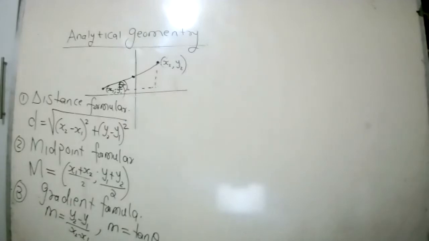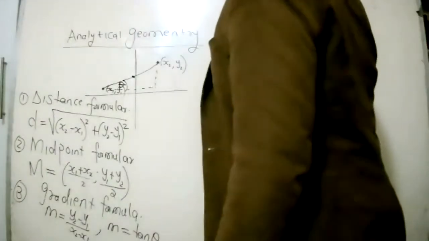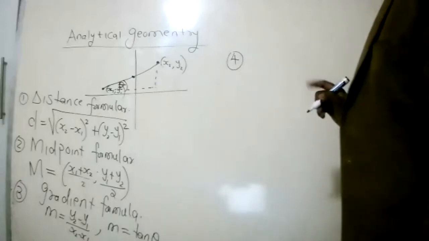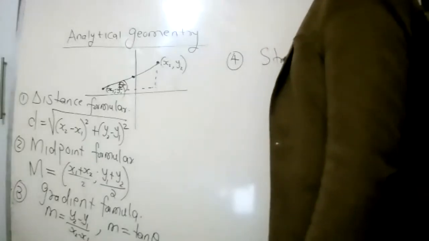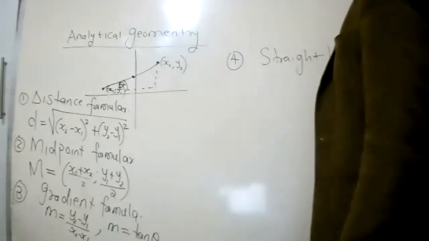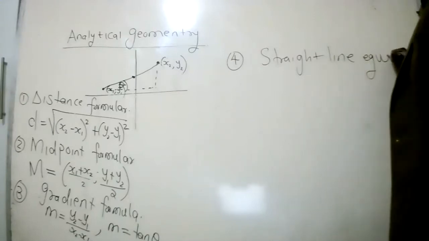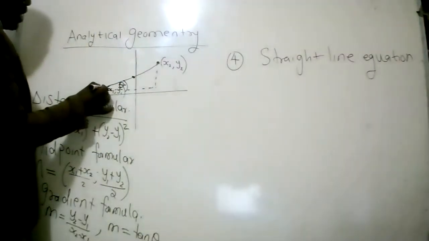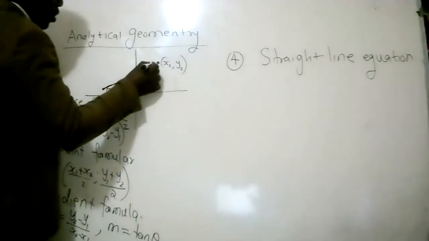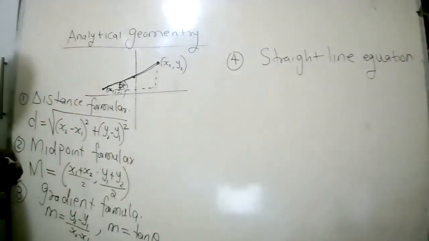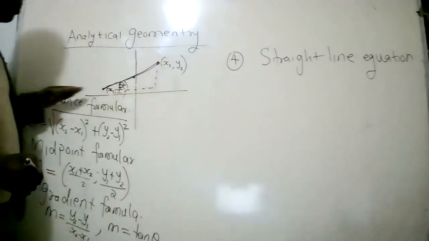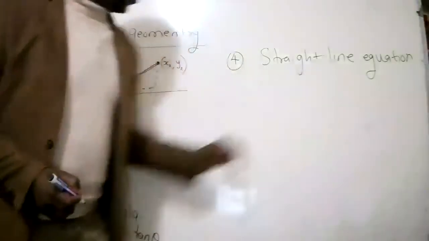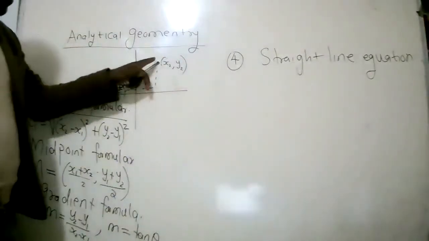Yes. All right, wonderful. And then from there, we are going to formula number 4. Formula number 4 is for calculating what is called the straight line equation. I would like to explain what a straight line equation is. By straight line, we are referring to this line here that we have. We must be able to find an equation that represents this line here.